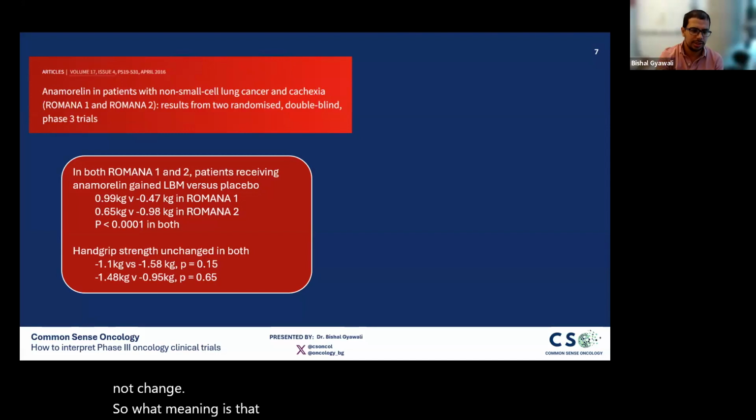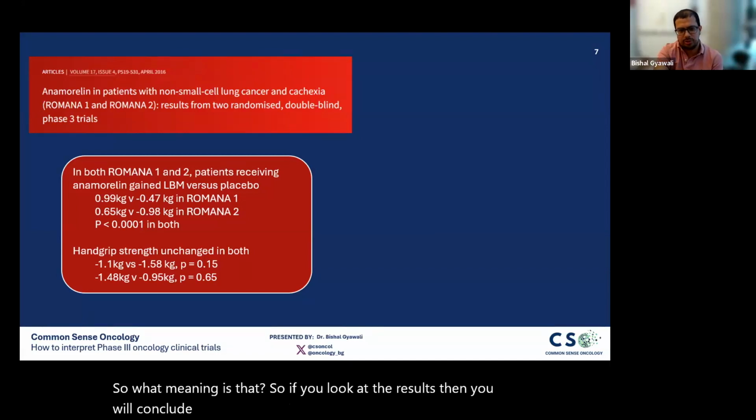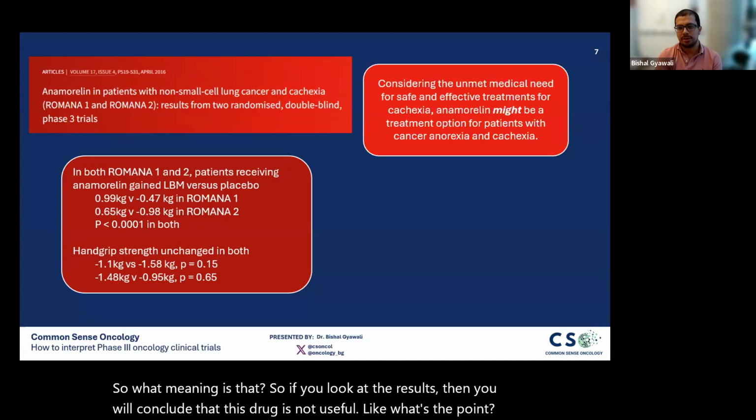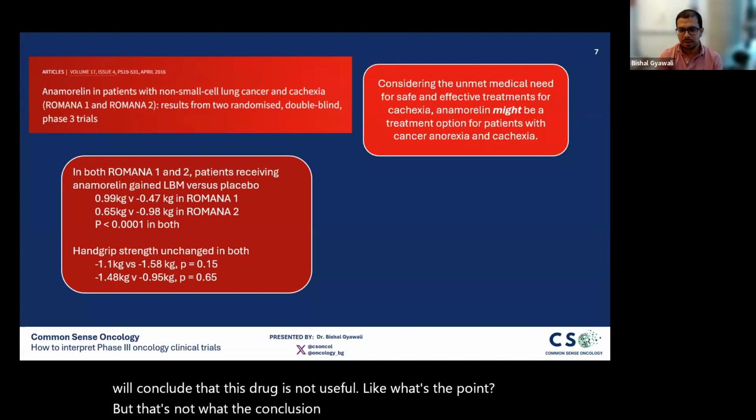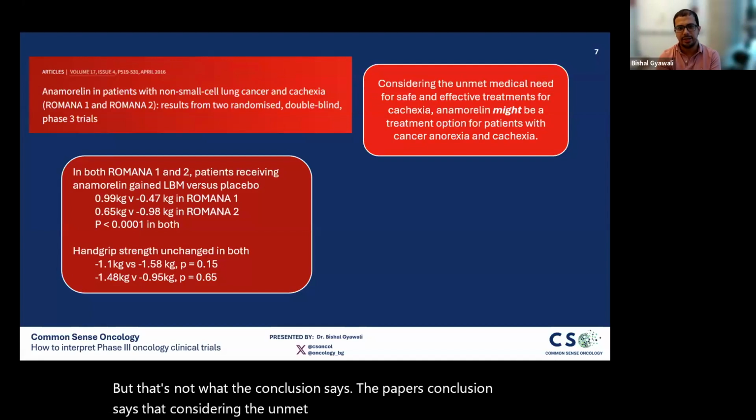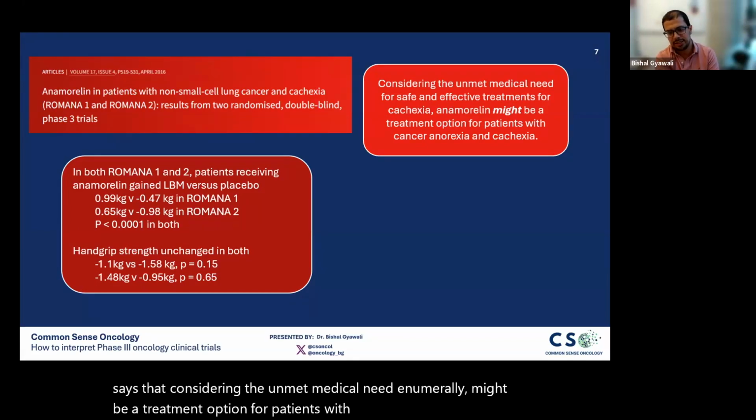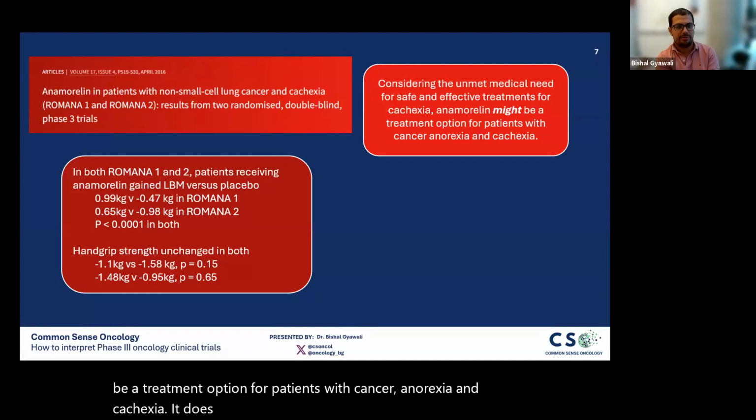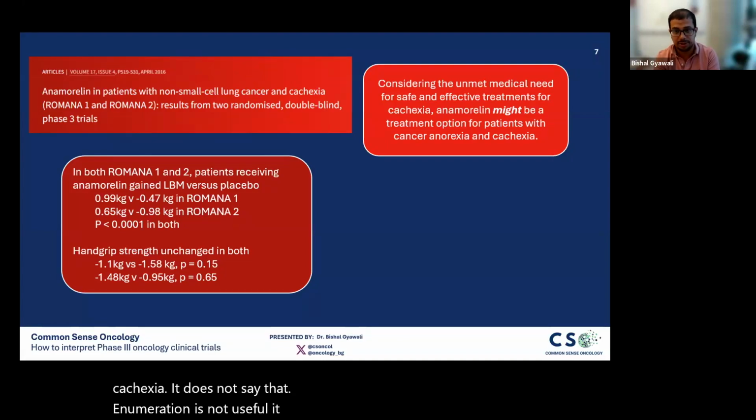So if you look at the results, then you will conclude that this drug is not useful. Like, what's the point? But that's not what the conclusion says. The paper's conclusion says that considering the unmet medical need, enamorelin might be a treatment option for patients with cancer, anorexia, and cachexia. It does not say that enamorelin is not useful. It says it might be an option.